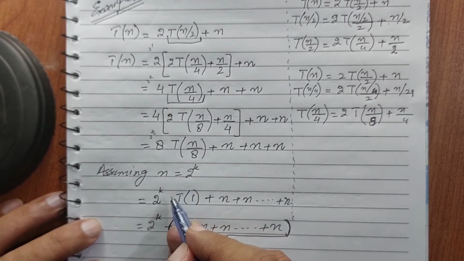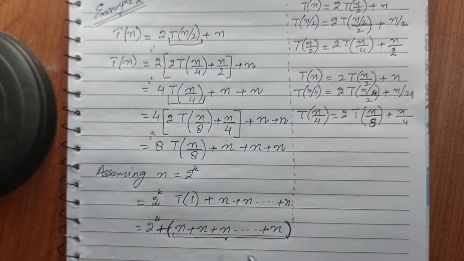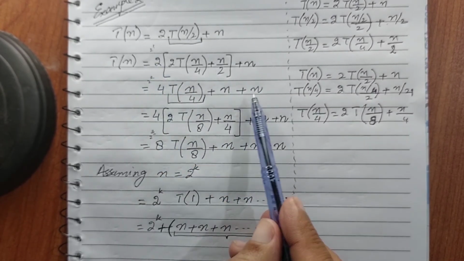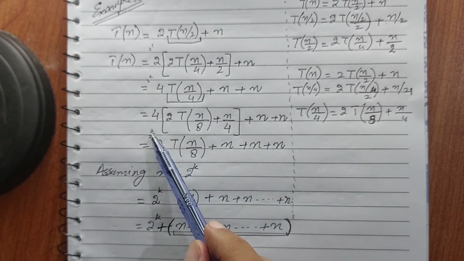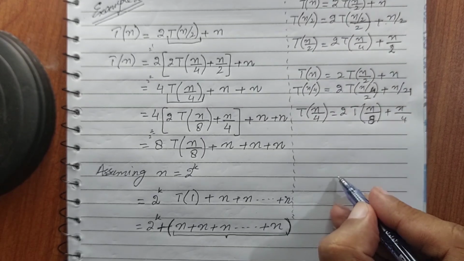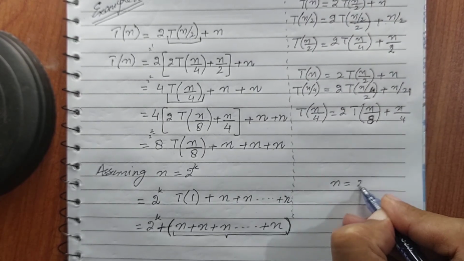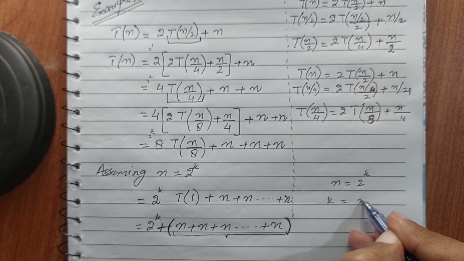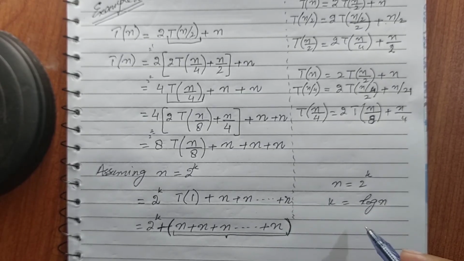Is that okay? So if there is 1 n, the power is 1, there are 2 n's, the power is 2, there are 3 n's, the power is 3. So if you can express it in the form of 2 raised to the power k, that means there would be k n's. And in the same way, our n is equal to 2 raised to the power k, so k would be log of n.